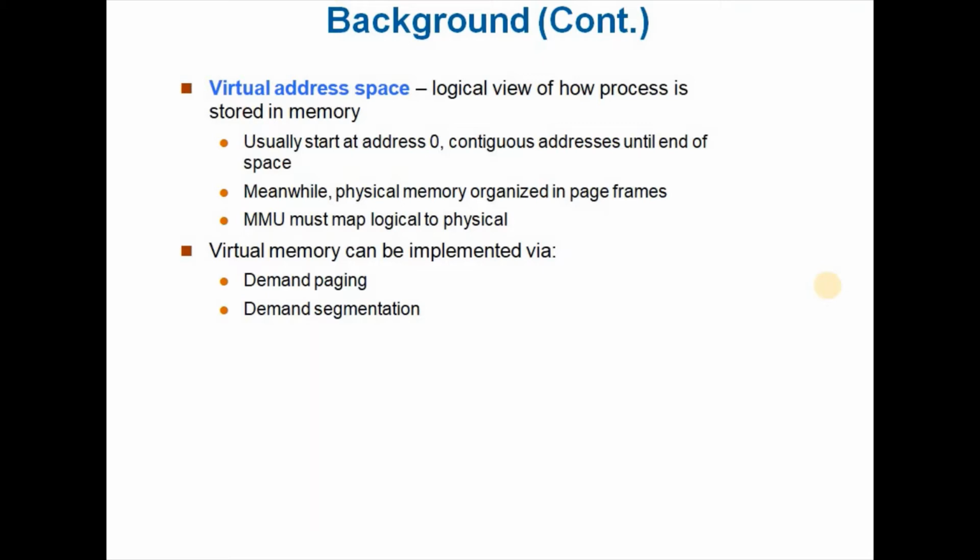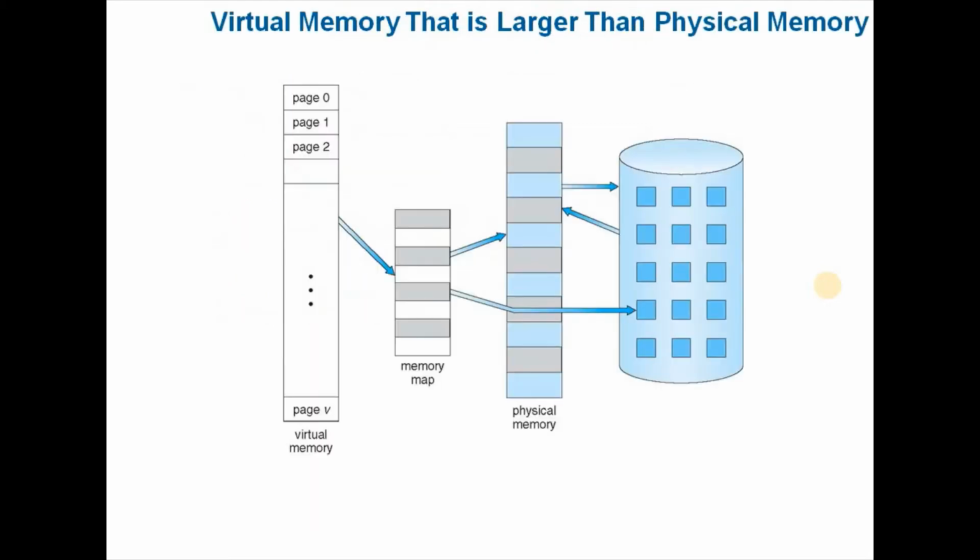So there will be a logical address space as part of the virtual memory, and we need to map this virtual memory or virtual address space to the physical address space. Virtual memory can be implemented in two ways, that is demand paging and demand segmentation.